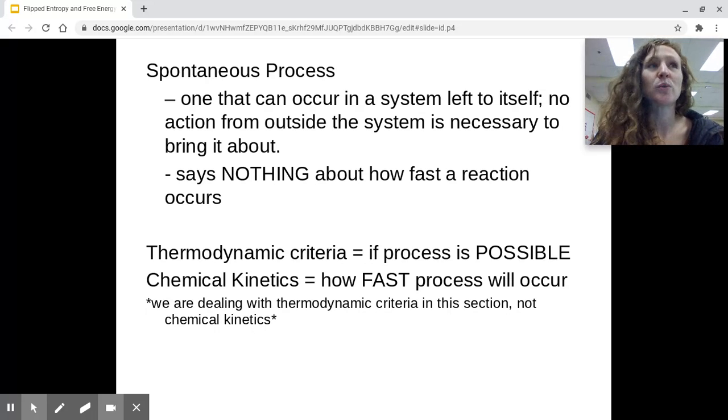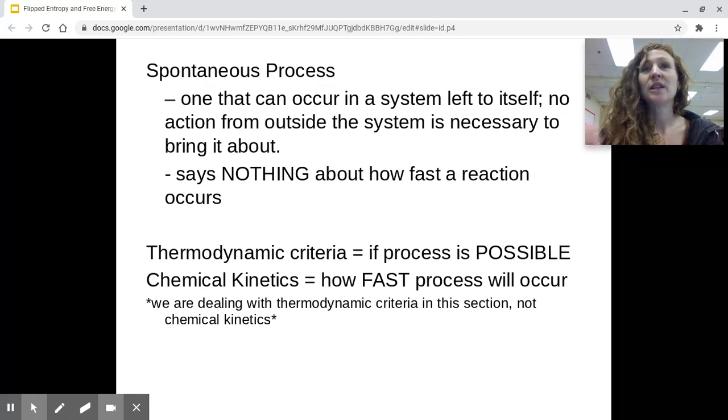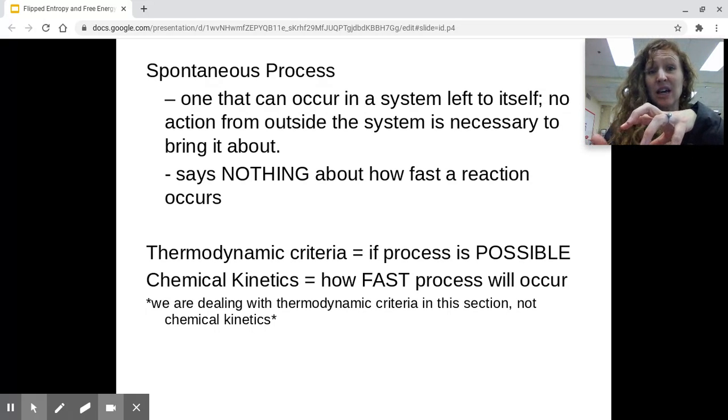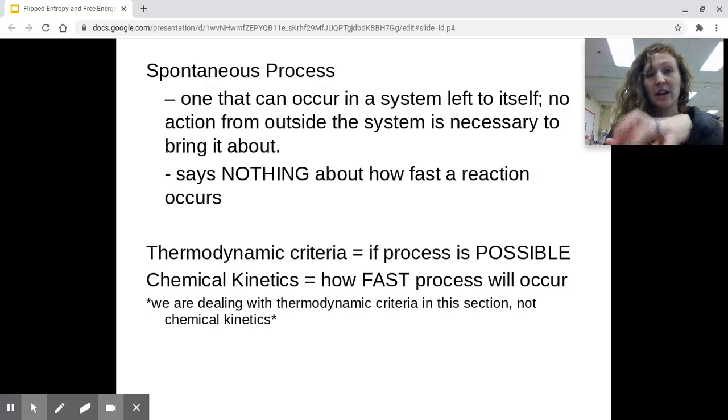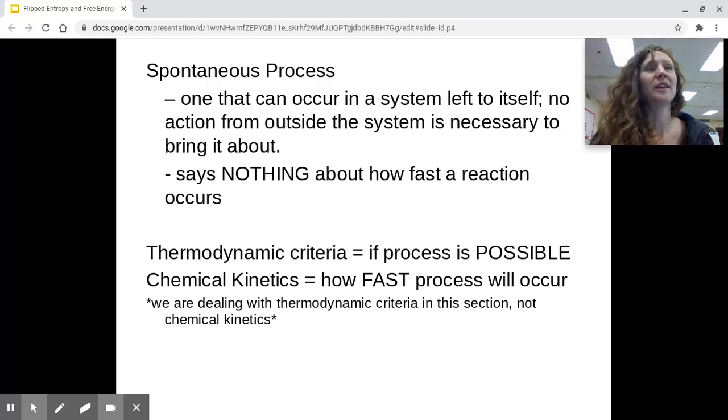Examples in chemistry would be something like rusting. If you leave iron outside, iron in contact with the atmosphere and the water that the atmosphere contains, the iron is going to rust. There's going to be an electrochemical process where that iron gives up electrons to the water that comes in contact with it. And that iron is going to change into iron oxide. That's a spontaneous process.